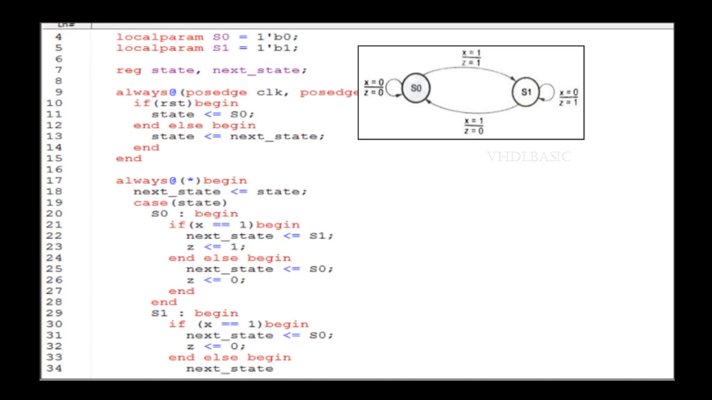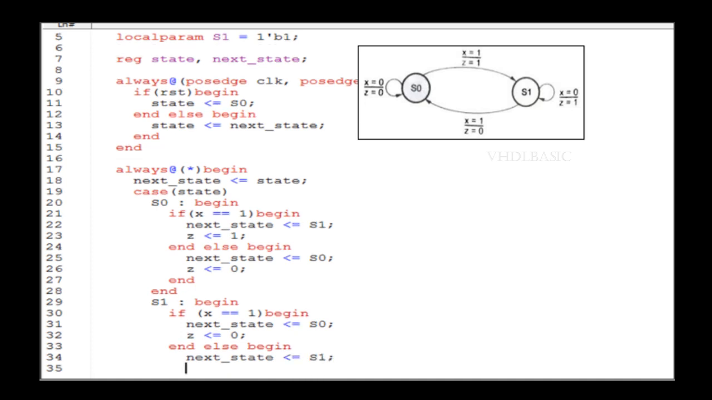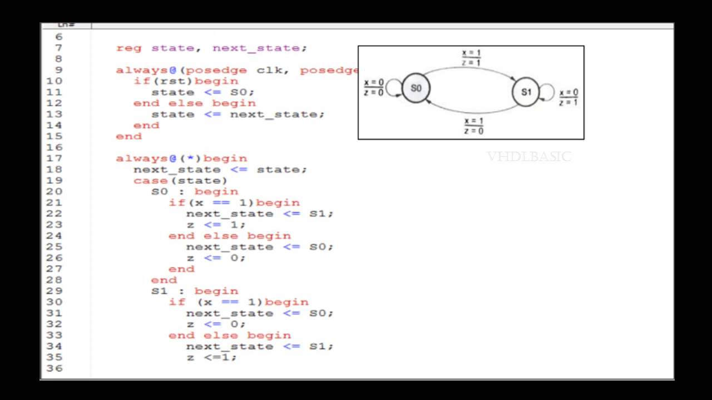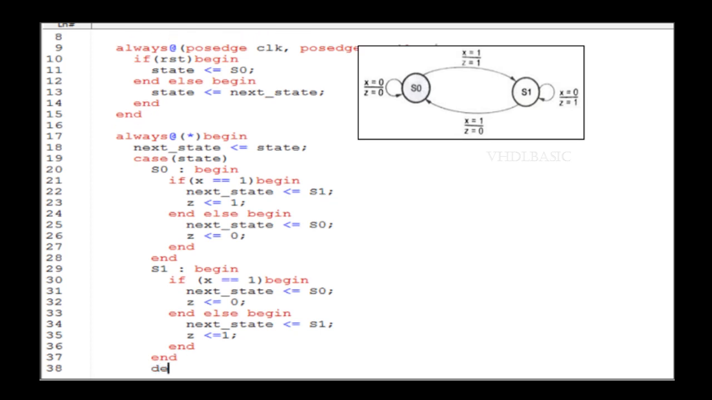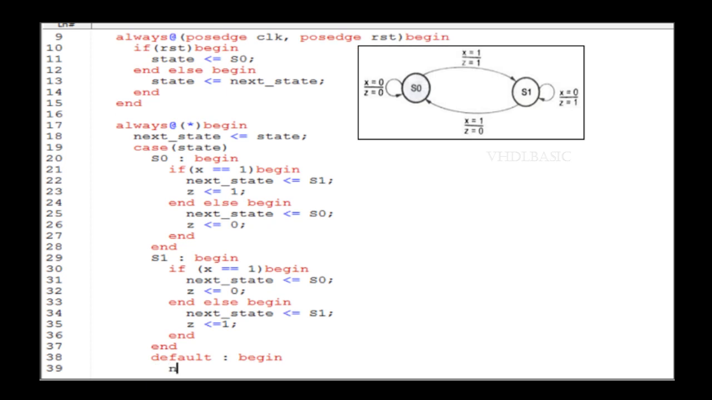Coming to the state S1, there I will monitor whether the input X is equal to 1 or not. If it is 1, the next state will be S0 and the output will be 0. Else the next state will remain S1 itself, and the output is equal to 1. And I am using a default state also.